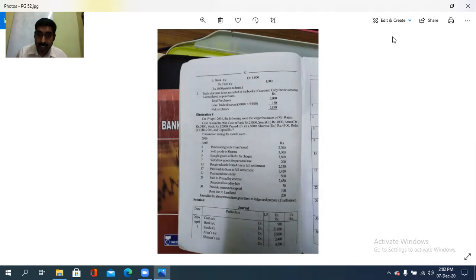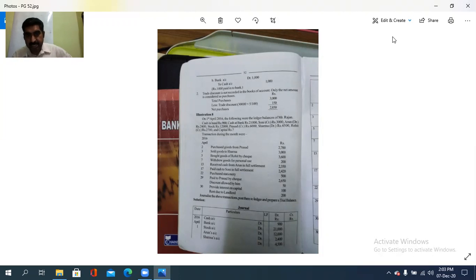Actually, that is also a mistake, I think. Instead of Prasad, Rohit is the creditor. Rohit is 2700. So that is paid to Prasad. Instead of Prasad, we will put Rohit, because who will be the creditor? We need to pay the amount, isn't it? So that is the case.